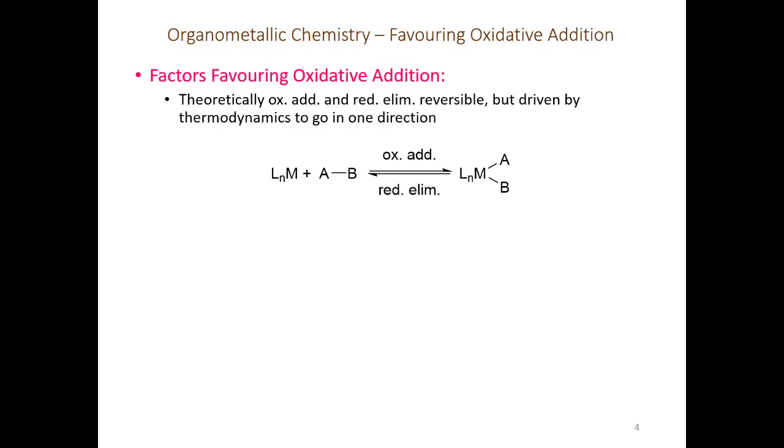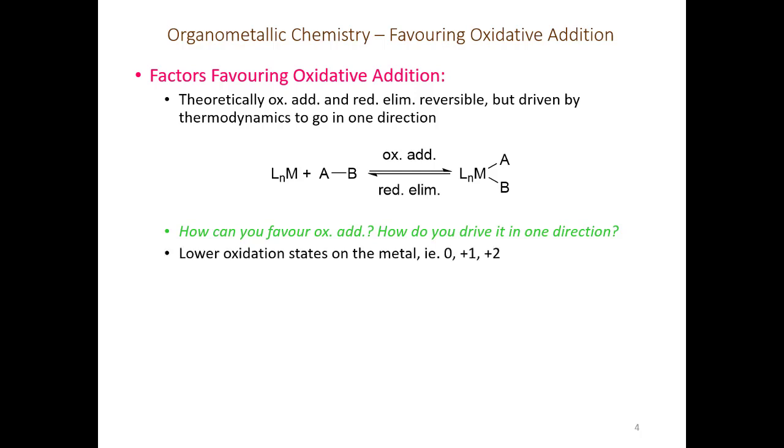So if oxidative additions and reductive eliminations are theoretically in equilibrium with each other, but they're generally driven to one side due to thermodynamics, the question is, how can you favor an oxidative addition? How can you drive this reaction to the right and prevent the back reaction? Well, another way of phrasing this question is, how do you stabilize the products? Or how do you make the starting materials more reactive?